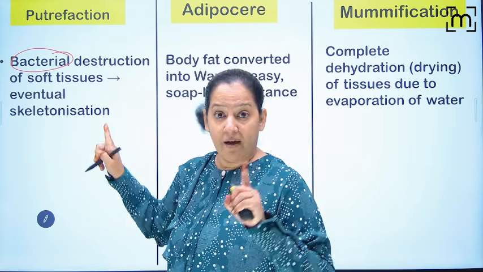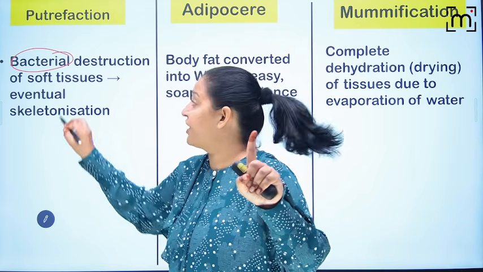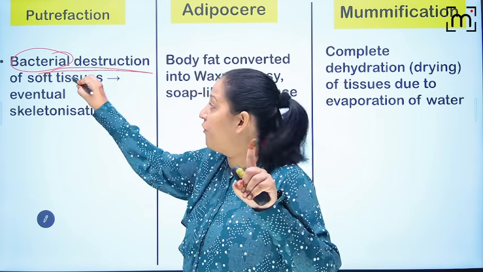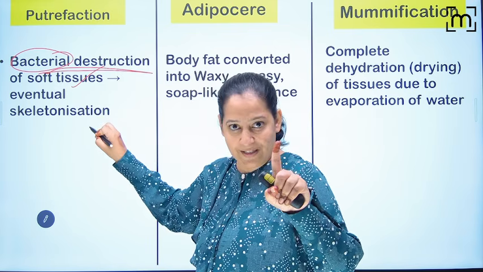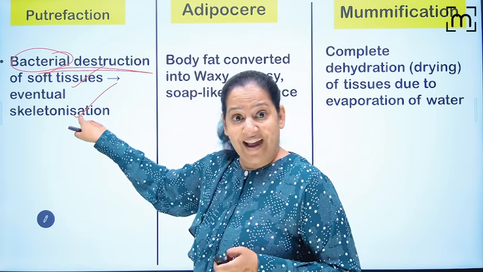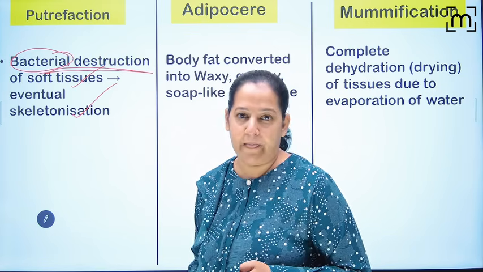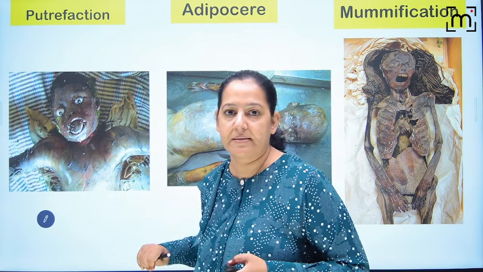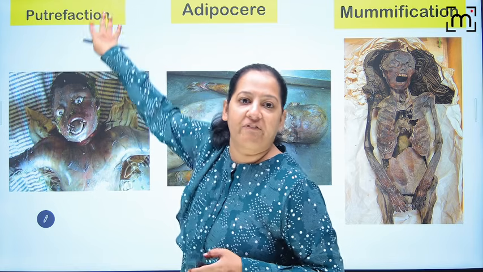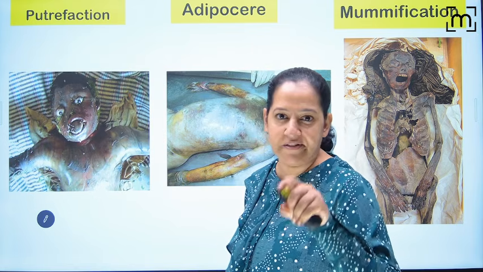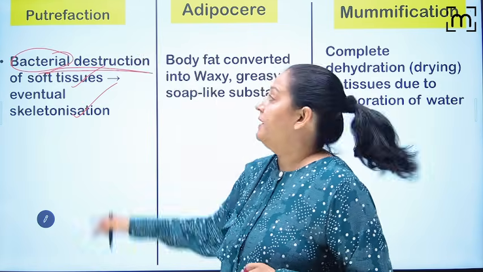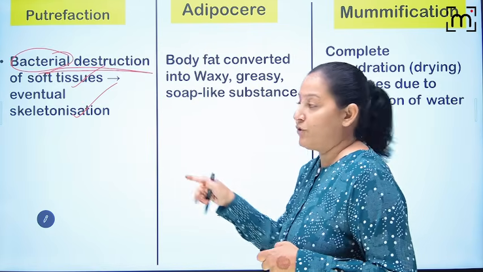Learn the main word in the definition of putrefaction: it is bacterial destruction of the dead body. First the soft tissue of the dead body is destroyed, and later on the skeleton is also destroyed. But destroying the skeleton requires years, while soft tissue destruction occurs in days and months. So what is putrefaction? Bacterial destruction of the dead body. The detail I will give you later.